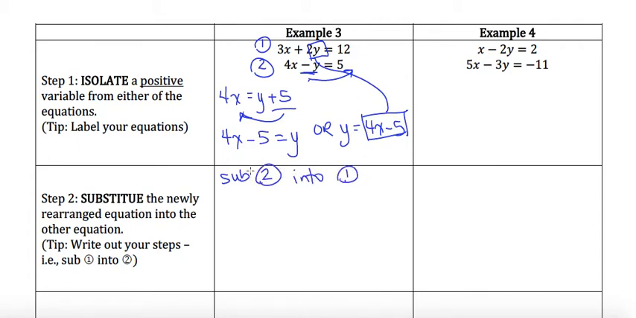I know before we substituted 1 into 2, but because we rearranged equation 2, now we have to substitute 2 into 1. So we're going to do that right here. We're going to substitute the value, so 3x plus 2, and then our y, which is 4x minus 5, is equal to 12. So that's step 2. Isolate and then substitute. Now we can solve.